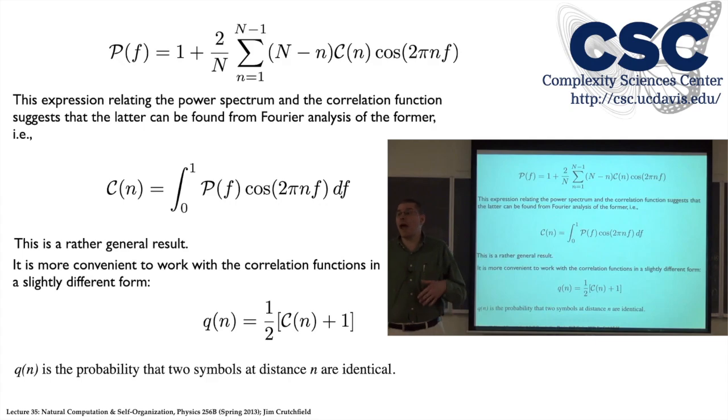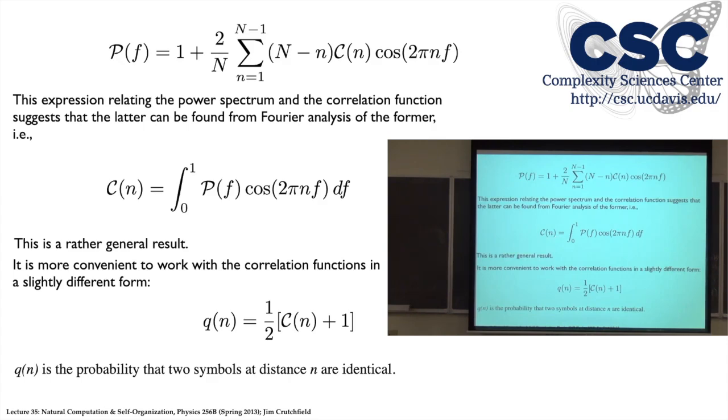I could have integrated from 1/2 to 1.5, just so long as the delta interval is 1. This doesn't have any particular consequence today, but on Thursday we'll see that this actually turns out to be very helpful when we deal with real materials. So this is a general result. In general, the power spectrum can be related to correlation functions in this manner.